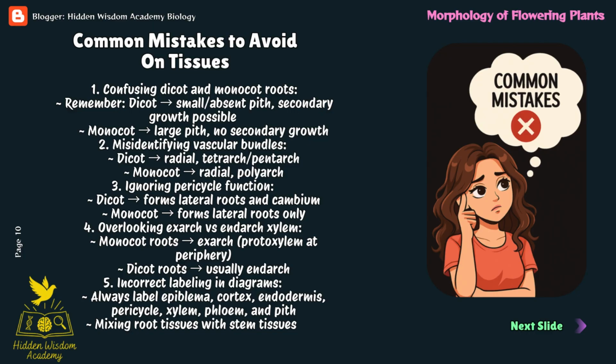Fourth, note the protoxylem position. Monocots are exarch, outside, dicots are endarch, inside. Fifth, label diagrams correctly: epiblema, cortex, endodermis, pericycle, xylem, phloem, and pith. Finally, don't confuse root tissues with stem tissues. Avoiding these mistakes will help you score better in exams.